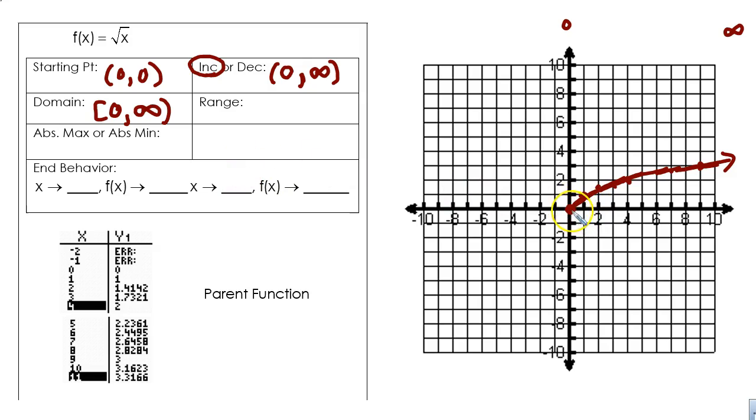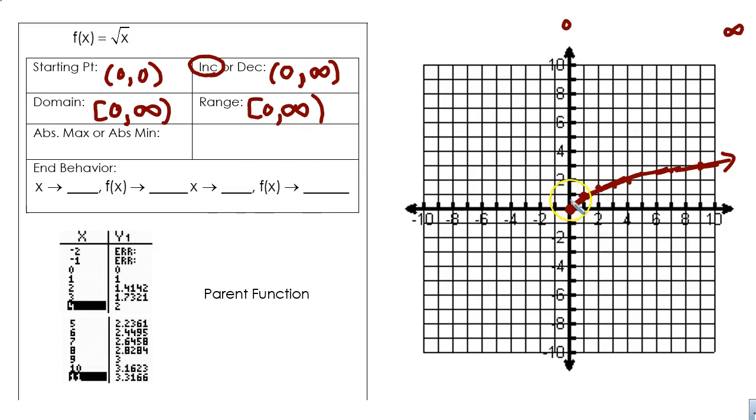For the range, we're going to do kind of a similar thing. So we've got our lowest y value is also 0, and it's included in the range, and it increases forever and ever up towards positive infinity. The domain and range are not always the same for functions like this, but for this parent function, they end up being the same in this case.